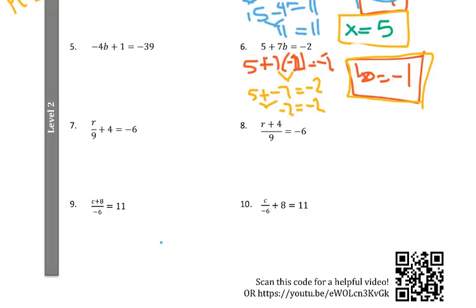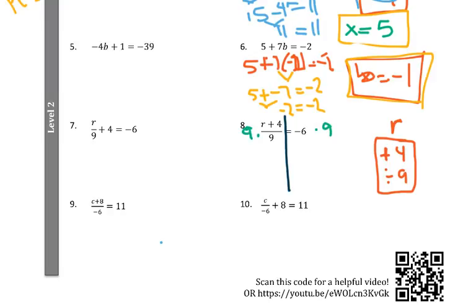Question 8 is just like question 2. So here we have an r, that's the variable we're solving for. The closest thing to r, remember this is like a barrier to start off, is going to be this plus 4. So the first thing that's happening to r is it's being added by 4 and then divided by 9. So I'm going to start by multiplying both sides by 9.